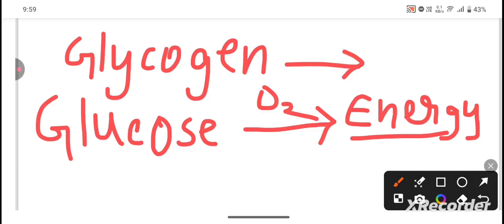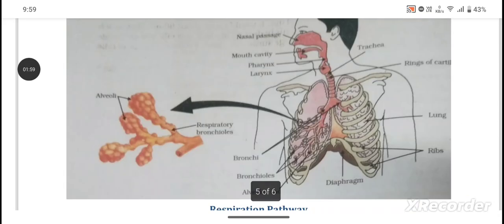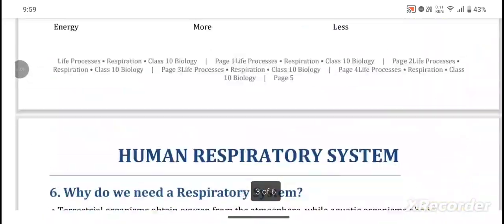So in some cases, oxygen may or may not be required or may not be available. So in different kinds of organisms, different kinds of glucose oxidation take place to generate energy. Let's see in detail.